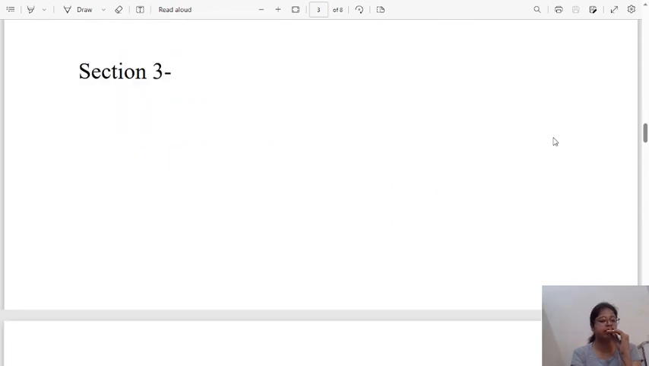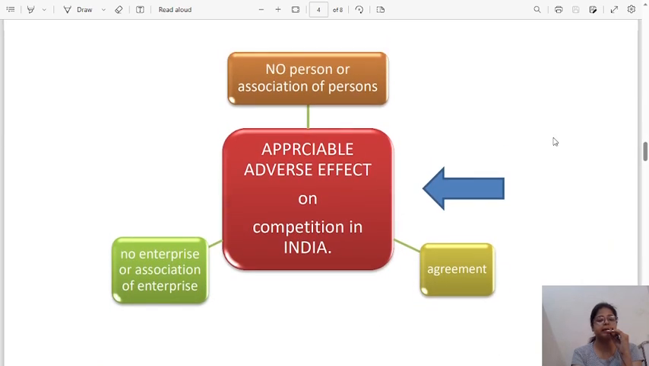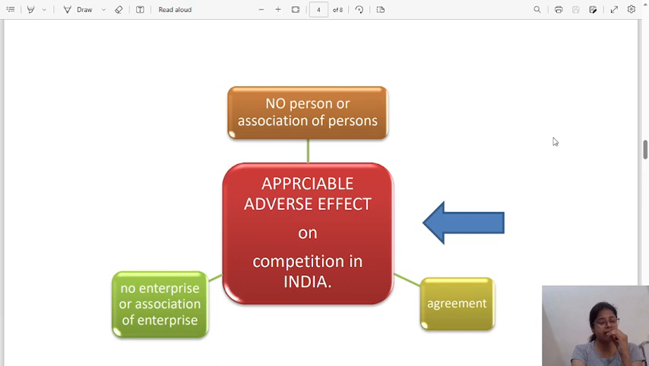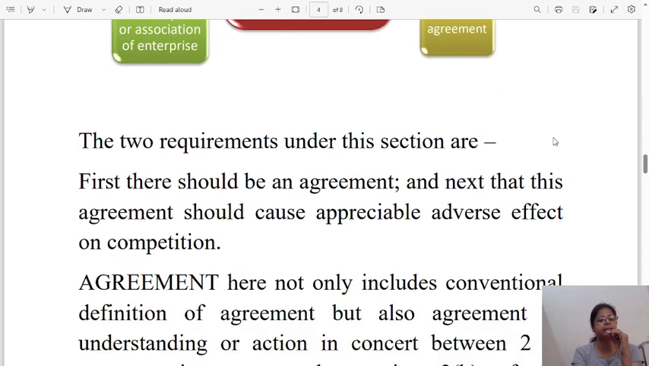Now let us move to Section 3. Section 3 clause 1 basically says that no person or association of persons, no enterprise or association of enterprises will enter into any agreement that could cause appreciable adverse effect on competition in India. So the two requirements that we find under this section are, first, there must be an agreement. Next, this agreement should cause appreciable adverse effect on the competition within India.